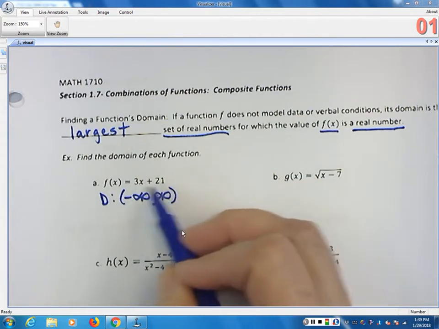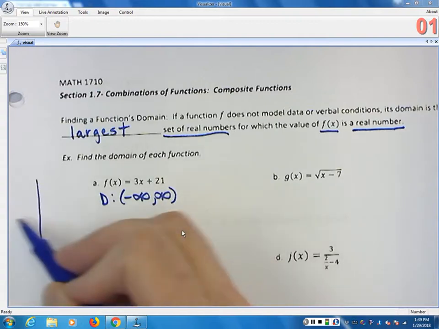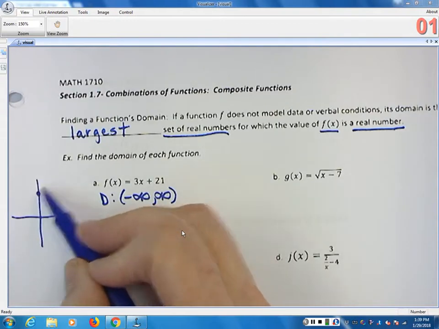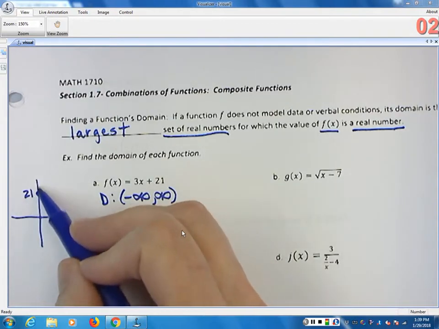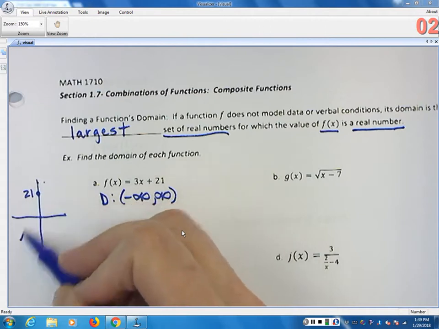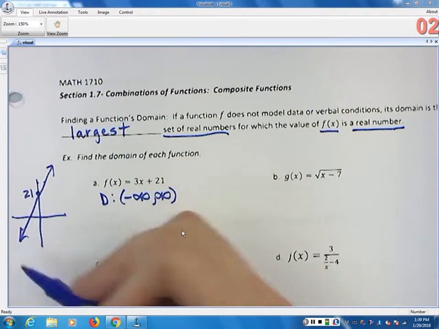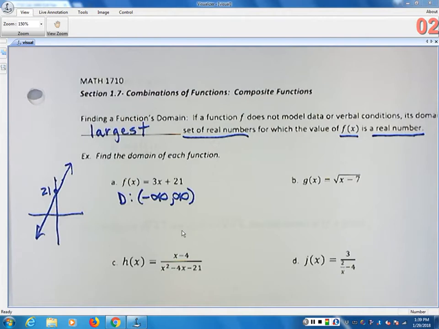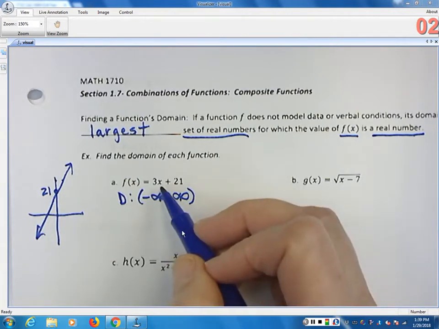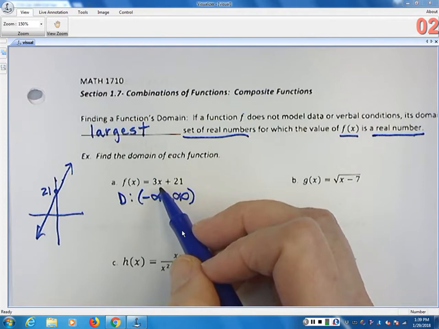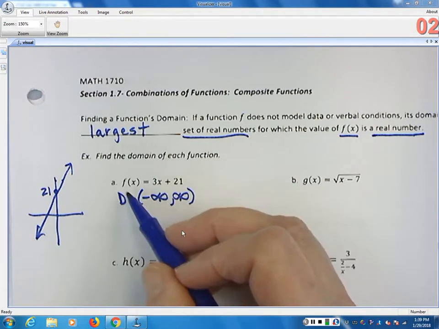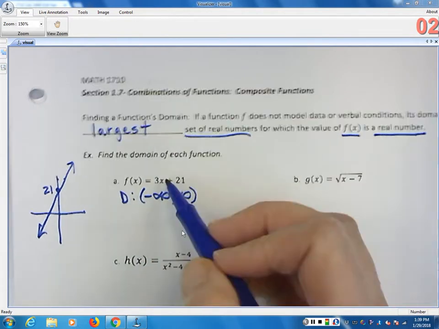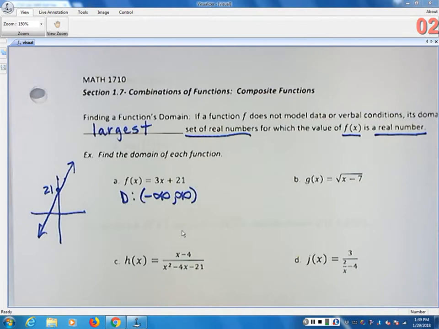Now, when we have to restrict the domain, something like this, a line that starts at 2 and you go up 3 over 1, it's just a line like that. If you project it to the x-axis, it can be all real numbers, but you don't have to graph it to figure that out. There's no reason to restrict x here. No matter what you put in for x, you get a real number for f of x.